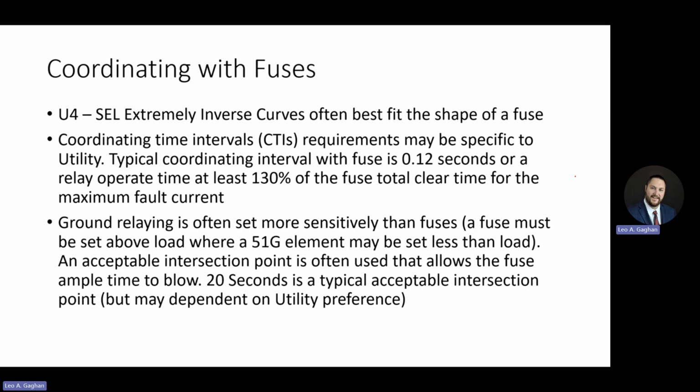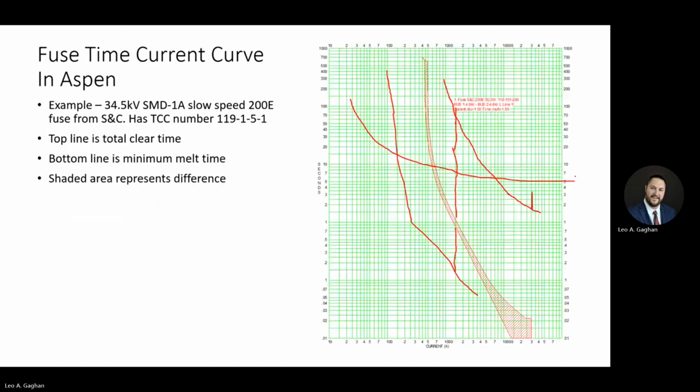Some places have 300. Generally, your CTIs, when coordinating with fuses, can be a lot smaller than if you were doing coordination with, like, relay-to-relay coordination. And the primary reason for that is just because this is the total clear time, right? Once we get to that total clear, the fault has isolated. If you were doing relay-to-relay coordination, you need to consider a handful of other things.